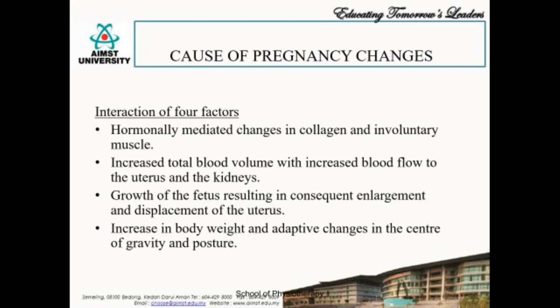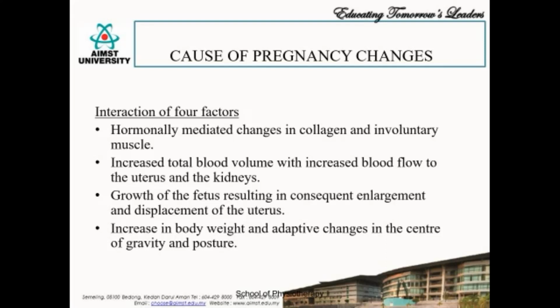So the mother has to take up both the aspects. Since she needs to take up both the aspects, there is a need for extra blood volume. This extra blood volume will lead to changes in the uterus and the kidney. So this is the second factor.